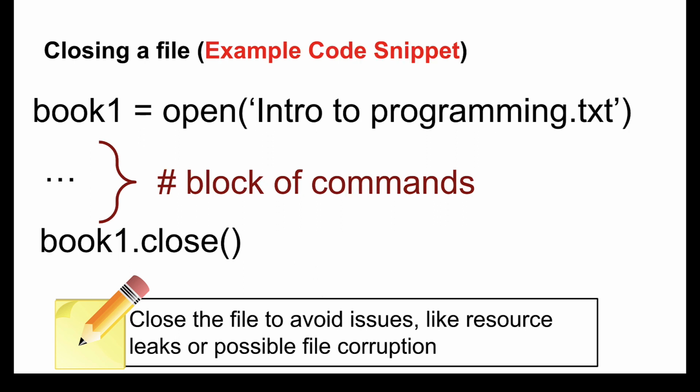To give you a quick example of a code snippet, here is our variable called book1. We're going to open up the file, and the file name is intro to programming.txt. We're going to execute whatever blocks of code we need to, and then you notice here we're closing the file. So book1 is our variable, and close. The close file again avoids issues like resource leaks or file corruption. So now let's go ahead and take a look at our code and how we're going to write all this.